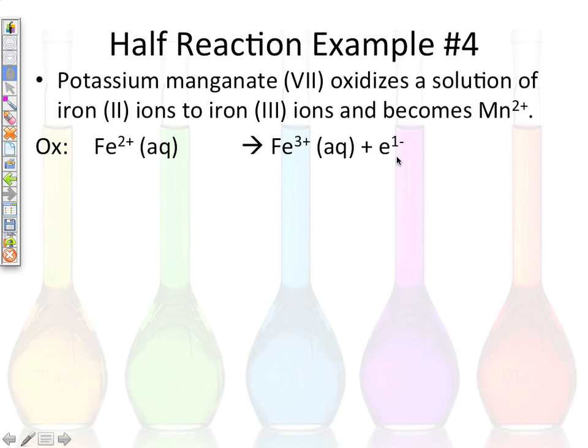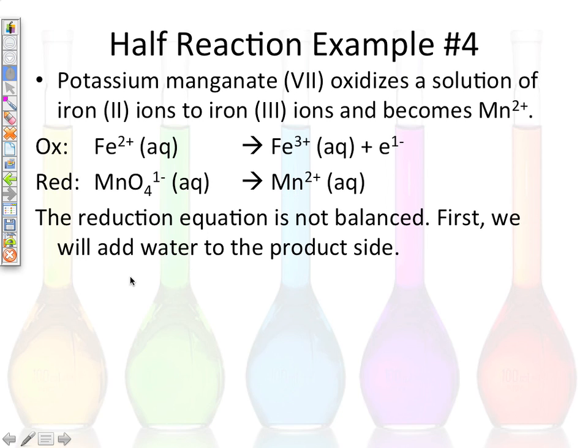Okay, the manganate ion going to manganese is the reduction part. So the manganate ion is MnO4 1 negative, and that is forming Mn2+. But this is not balanced because we've got all of those oxygens. The manganeses are good. Got 1 of each on each side, so that part's taken care of. But now I need to add some waters.